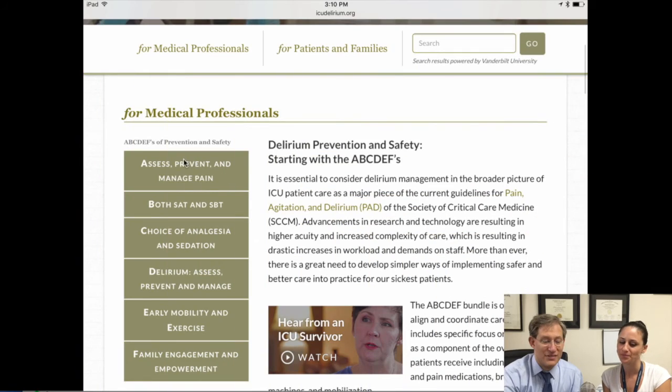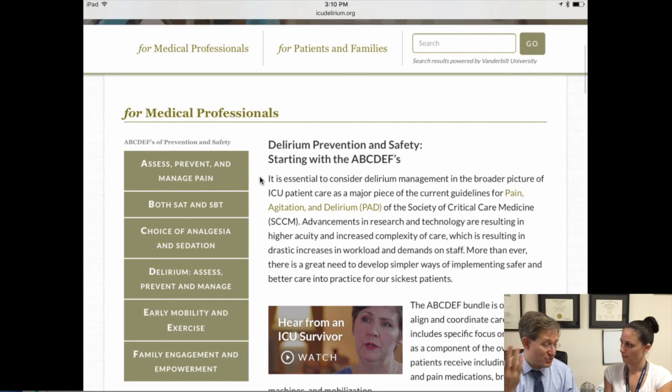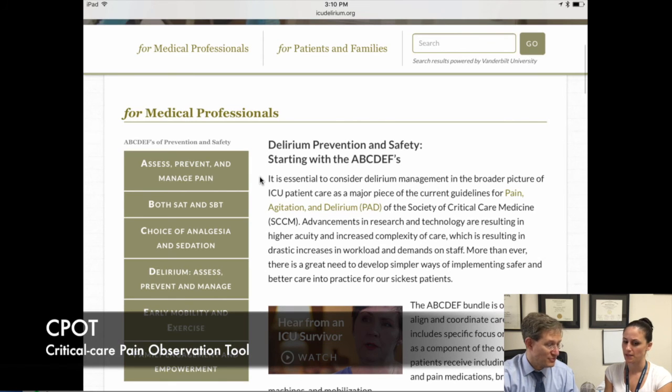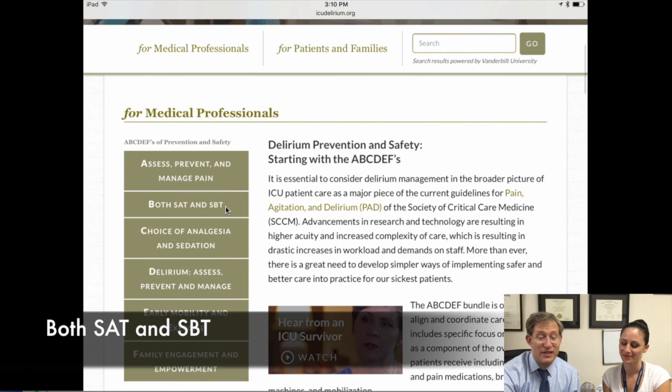So what we're going to do now is I want to take a minute and share with you the subtle differences. Everything that we've talked about up to now is unchanged. They want you to have A begin for assess, prevent, and manage pain. And I know, Dina, there's a particular scale that we use. Yeah, it's the CPOT scale to assess the patients for pain while they're intubated in the ICUs. So this is not new and is something we do routinely. B stands for doing both a spontaneous awakening trial and spontaneous breathing trial.